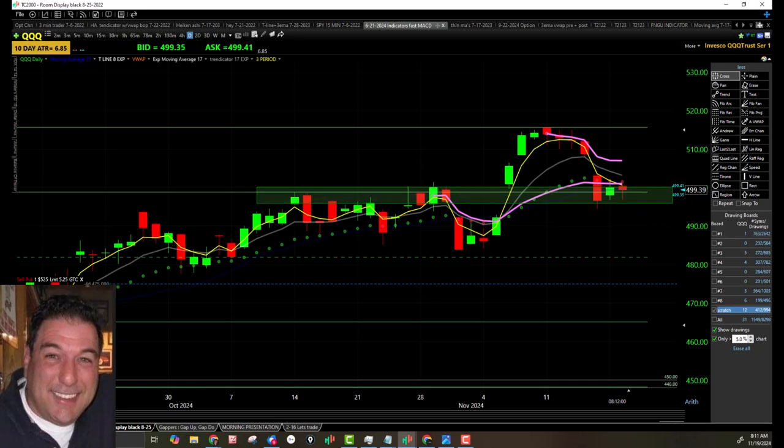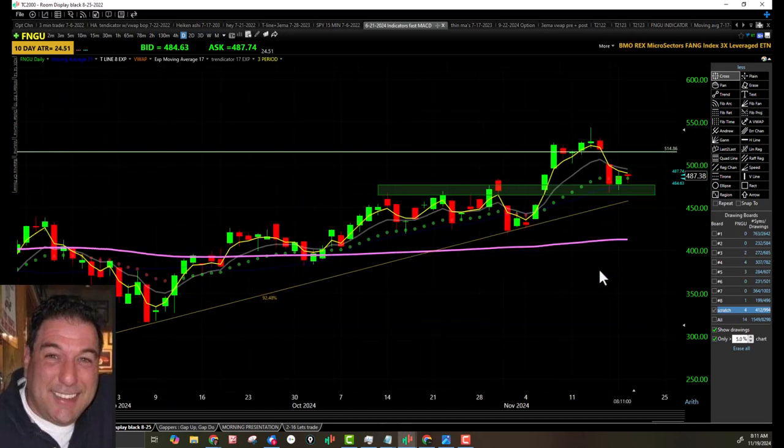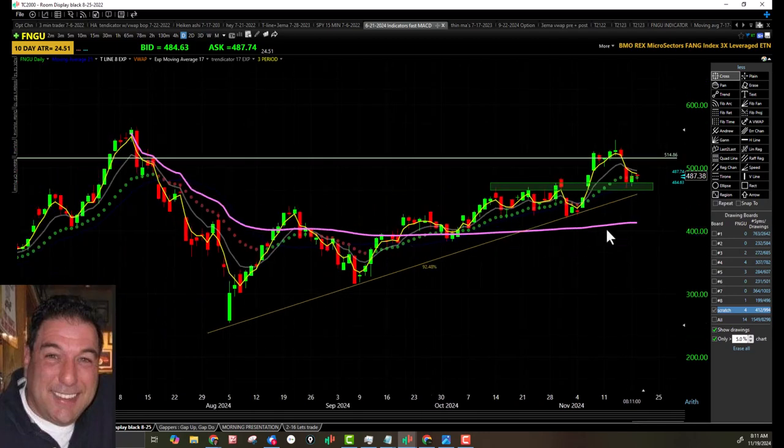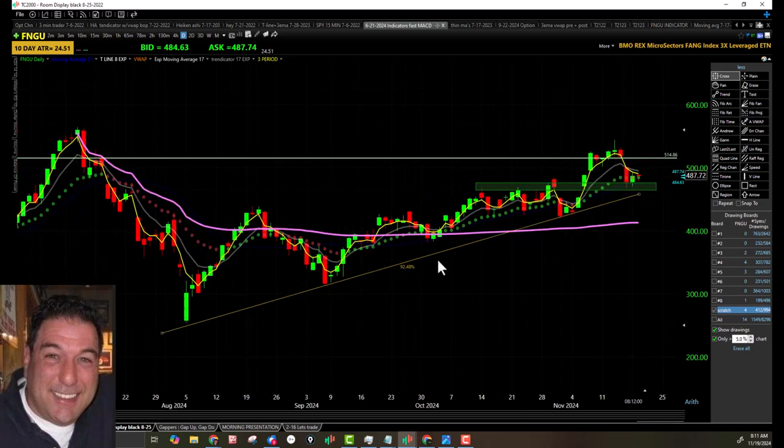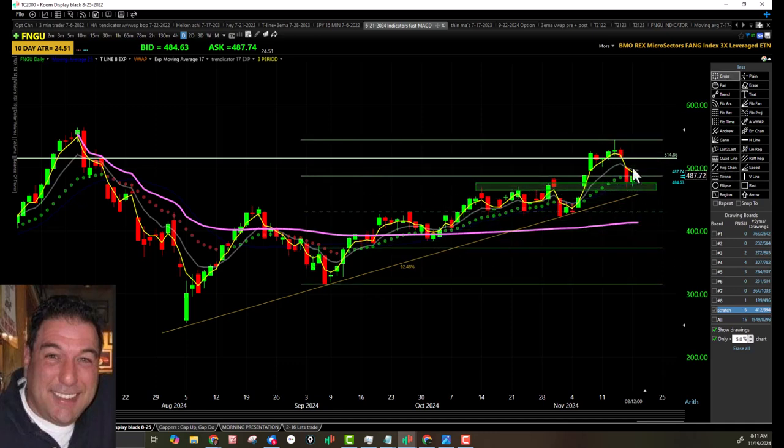Let's take a look at FNGU. Next one up, FNGU. FNGU is up over the all-time high anchored VWAP. That's bullish. Price action closing over the 17 EMA. That's bullish. Price action is up over the trend line. That's bullish. Making higher highs and higher lows. That's bullish. Let's put the quad lines on here and see where we go. Closing up here in the upper third, up in quadrant 4. That is also bullish right there as well.